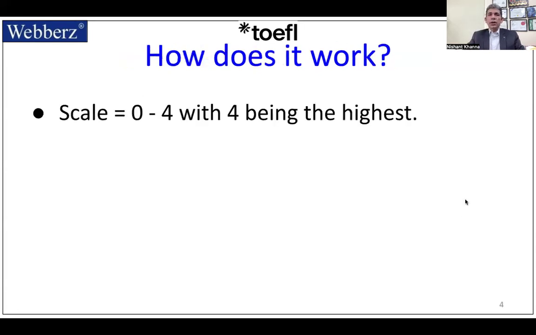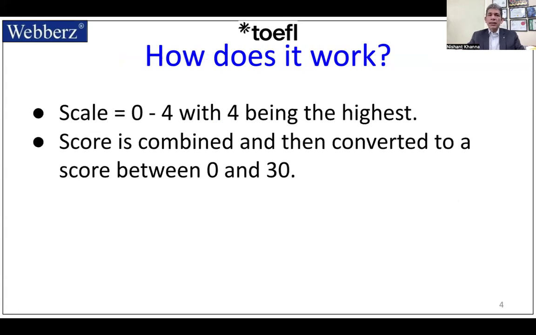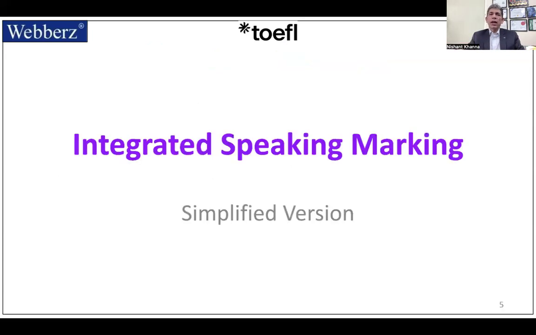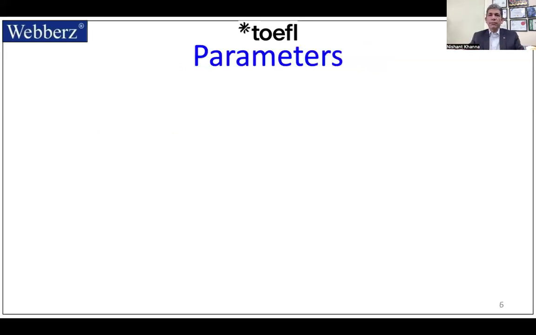So how does it work? There's a scale from 0 to 4, with 4 being the highest. The score is combined and then converted to a score between 0 to 30. I'm giving you a very rough formula. The exact formula will be in my further videos. Integrated speaking writing, I'm calling it a simplified version. If you're looking for a complete version of a PDF, there's a link shared in the description. Click on that link and you will get the complete PDF.